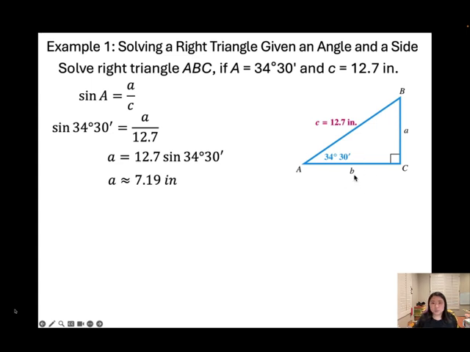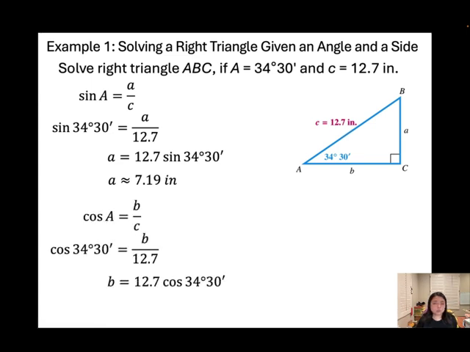Okay, so this time we're gonna do cosine. Cosine A equal to adjacent over hypotenuse. Okay, plug it in. Do the same thing, use your calculator. You should get 10.5 inches. Okay, so you can find the B.